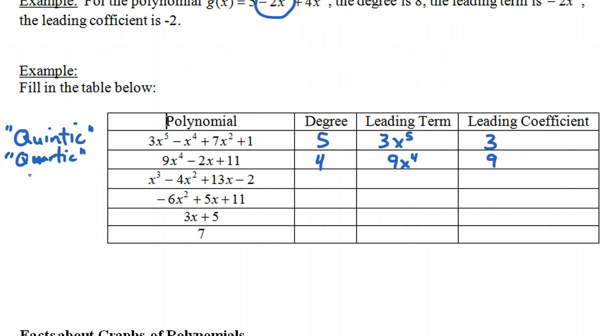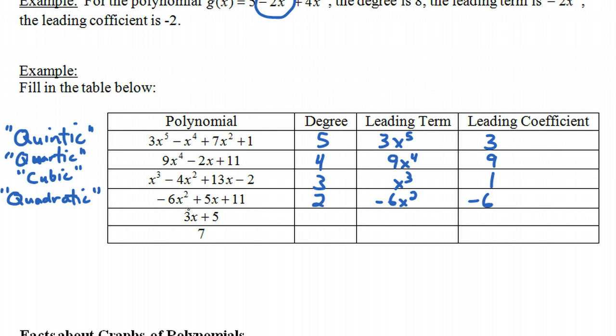Okay, the next one is a cubic polynomial. It is a degree 3 polynomial. The degree is 3. The leading term is x cubed. Okay, what's the leading coefficient? Well, it's the coefficient of the leading term. We don't see anything up front here, so the leading coefficient is just 1. Okay, the next one is a degree 2 polynomial, and we've already talked about degree 2 polynomials. Degree 2 polynomials are called quadratic. Okay, quadratic polynomials. The leading term is negative 6x squared, and the leading coefficient is negative 6.